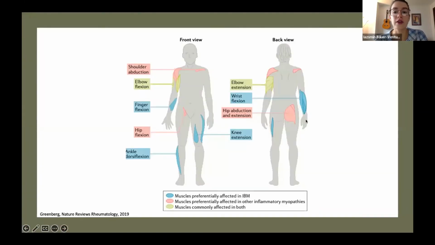Okay, so this is a very nice figure that puts together the muscle involvement in specific inflammatory myopathies. In blue, you have inclusion body myositis. In red, you have patients with the other inflammatory myopathies. And in yellow, the muscles are affected by both. You can see how IBM, inclusion body myositis, has more distal involvement. The knee extensors are quite important too, whereas patients with other inflammatory myopathies have more proximal involvement, affecting particularly the shoulders, the hip flexors, and the hip abductors and extensors.